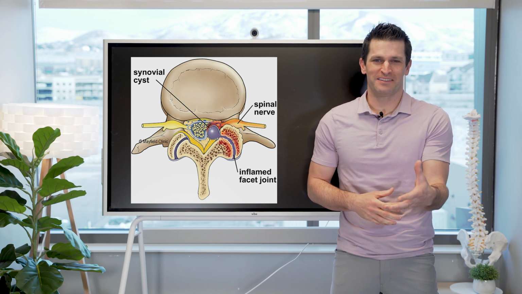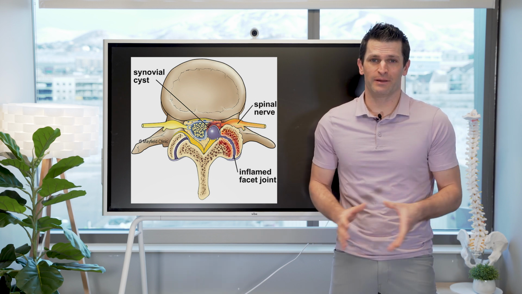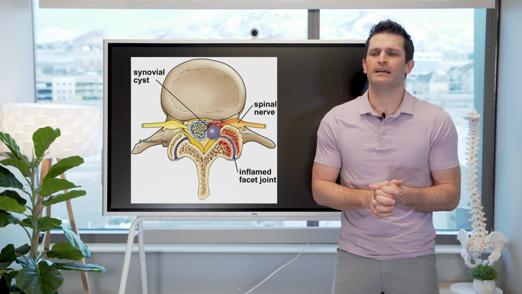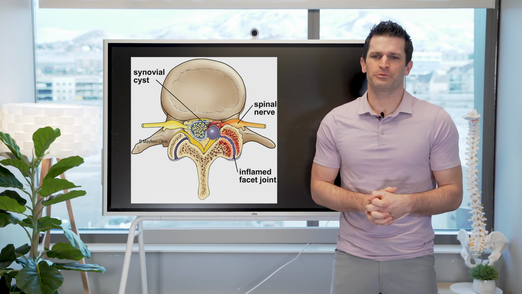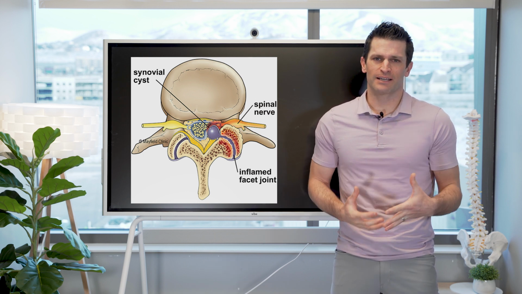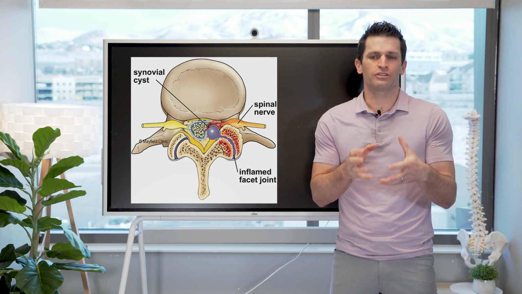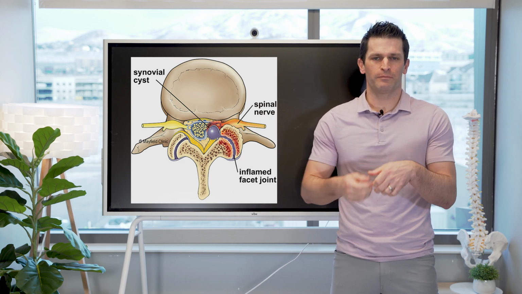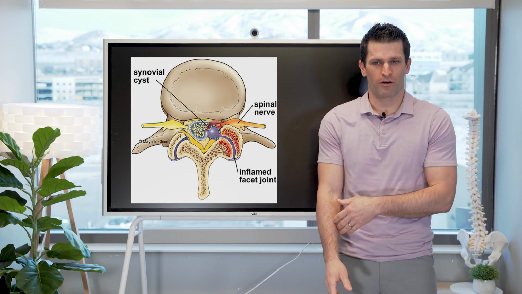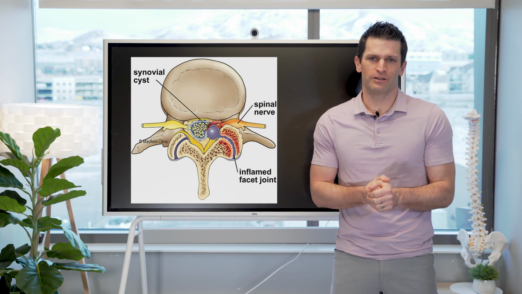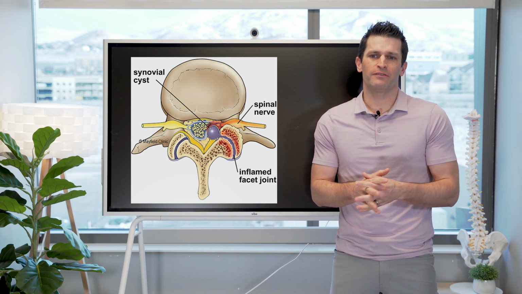And I was talking to a lady the other night who is just in agony because she has a large synovial cyst compressing her left S1 nerve and is beside herself in pain. So synovial cysts are a cause of pain down the leg or pain down the arm that's a little bit different than a disc herniation. But the treatment can be very similar.